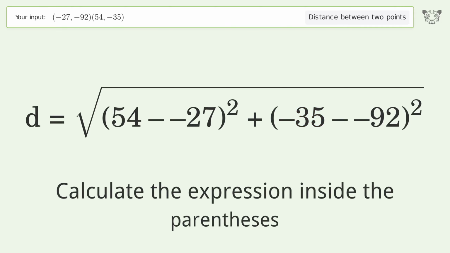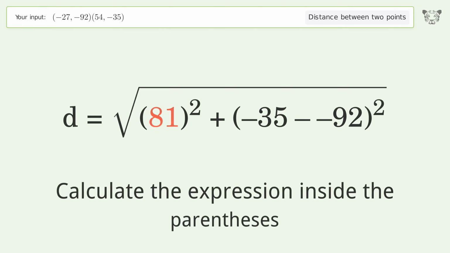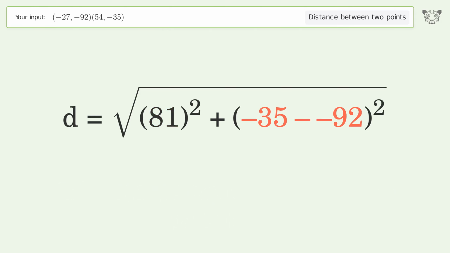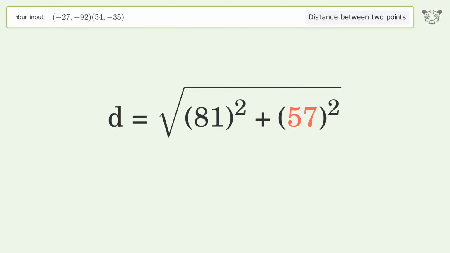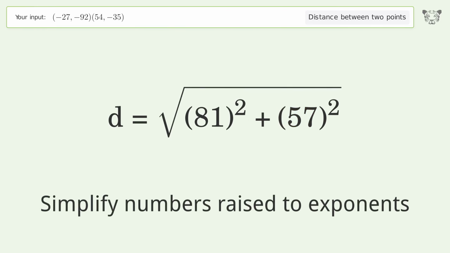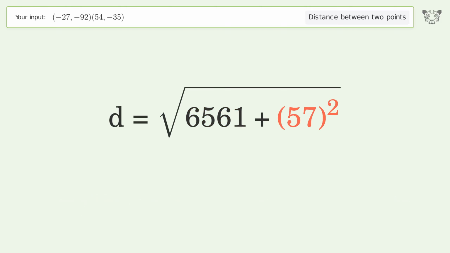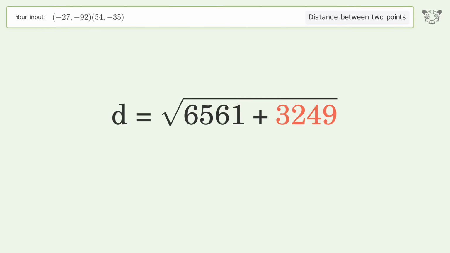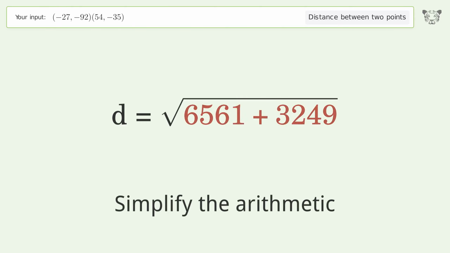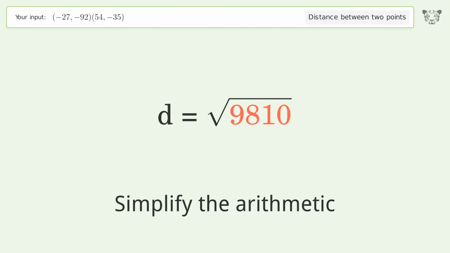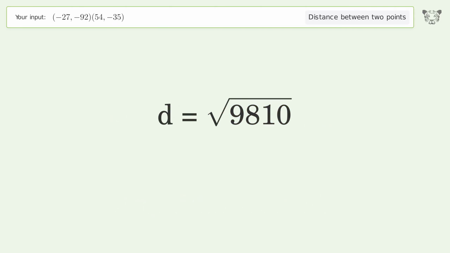Calculate the expression inside the parentheses. Simplify numbers raised to exponents. Simplify the arithmetic. And so the distance between the 2 points is the square root of 9,810 or 99.045.